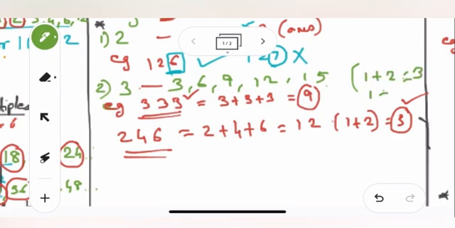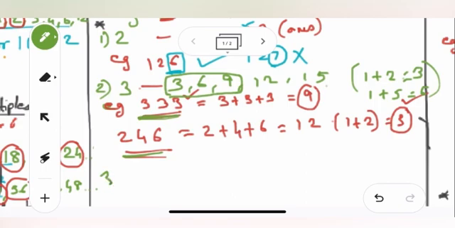If I add 1 plus 5, it becomes 6. So remember only these digits. When we add all the digits in the number and the sum comes to 3, 6 or 9, that means the number is divisible by 3.